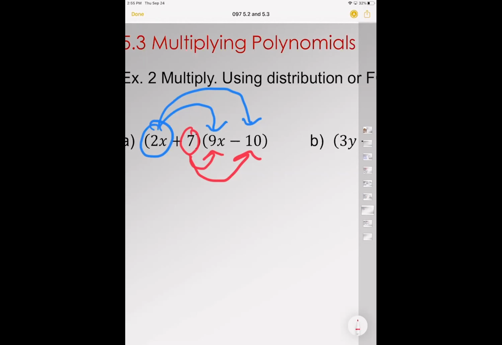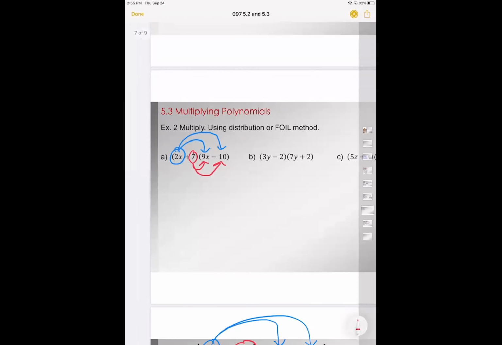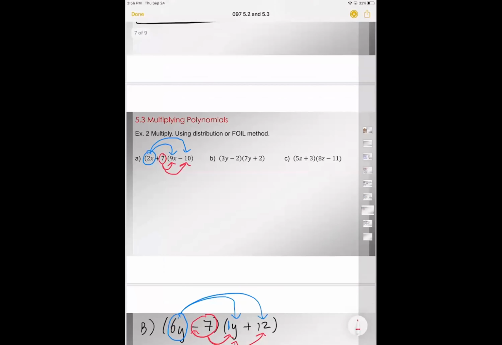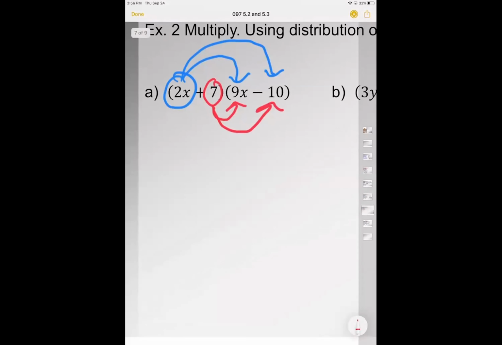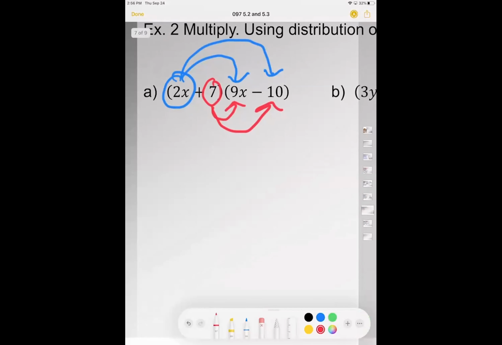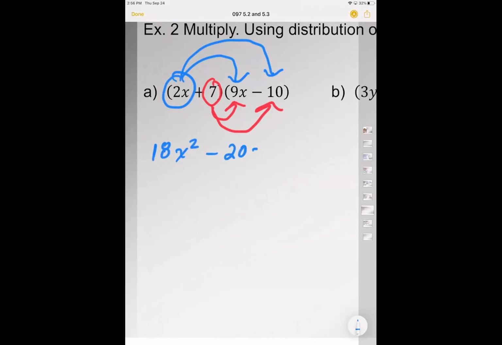And if you look at this problem, it is just identical, right? You have 2 by 2, you have 2 items times 2 items. All you do is arrow them out. If you arrow this out, you can see that 2 times 9 gives me 18x, and x times x gives me x squared. And 2 times -10 gives me -20.